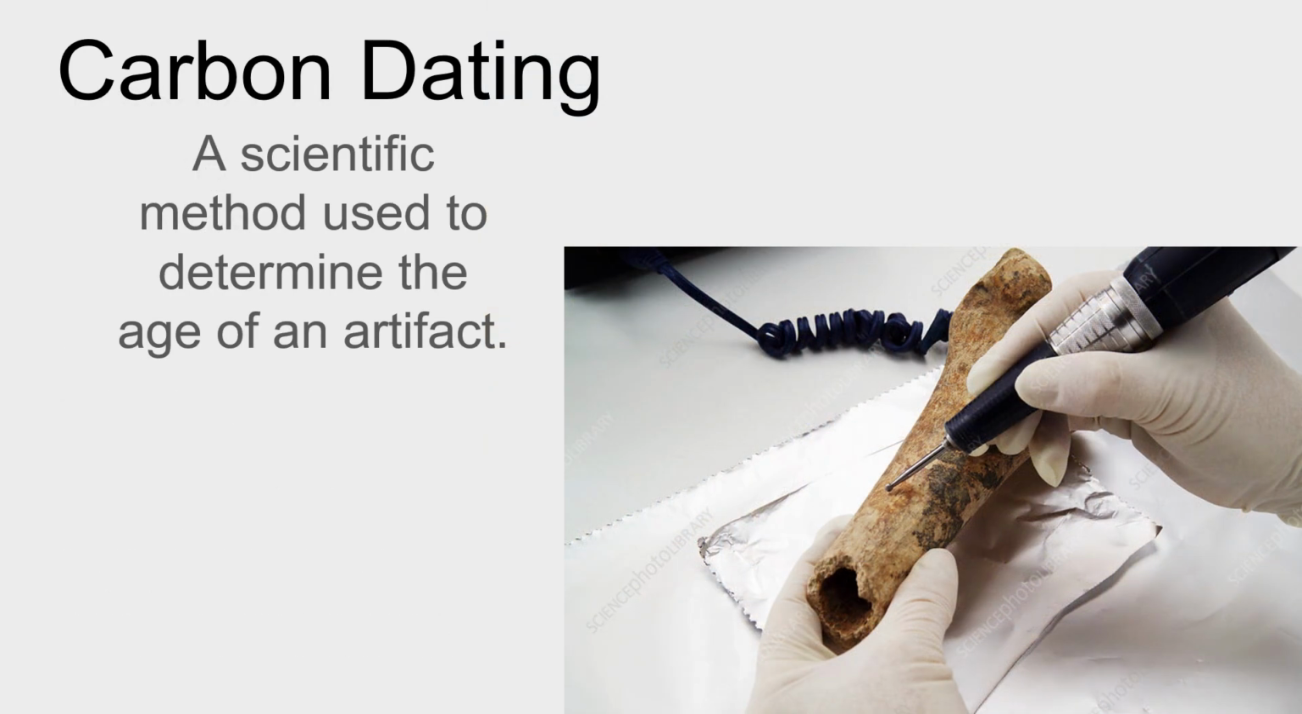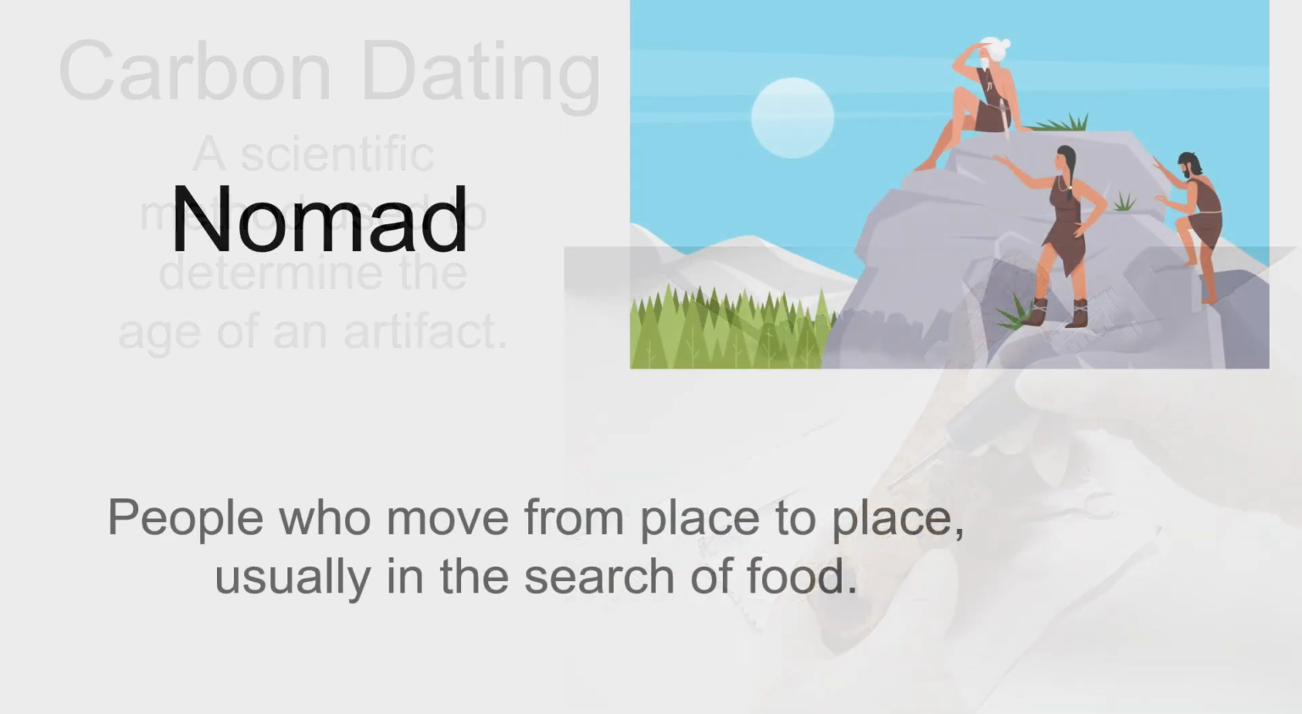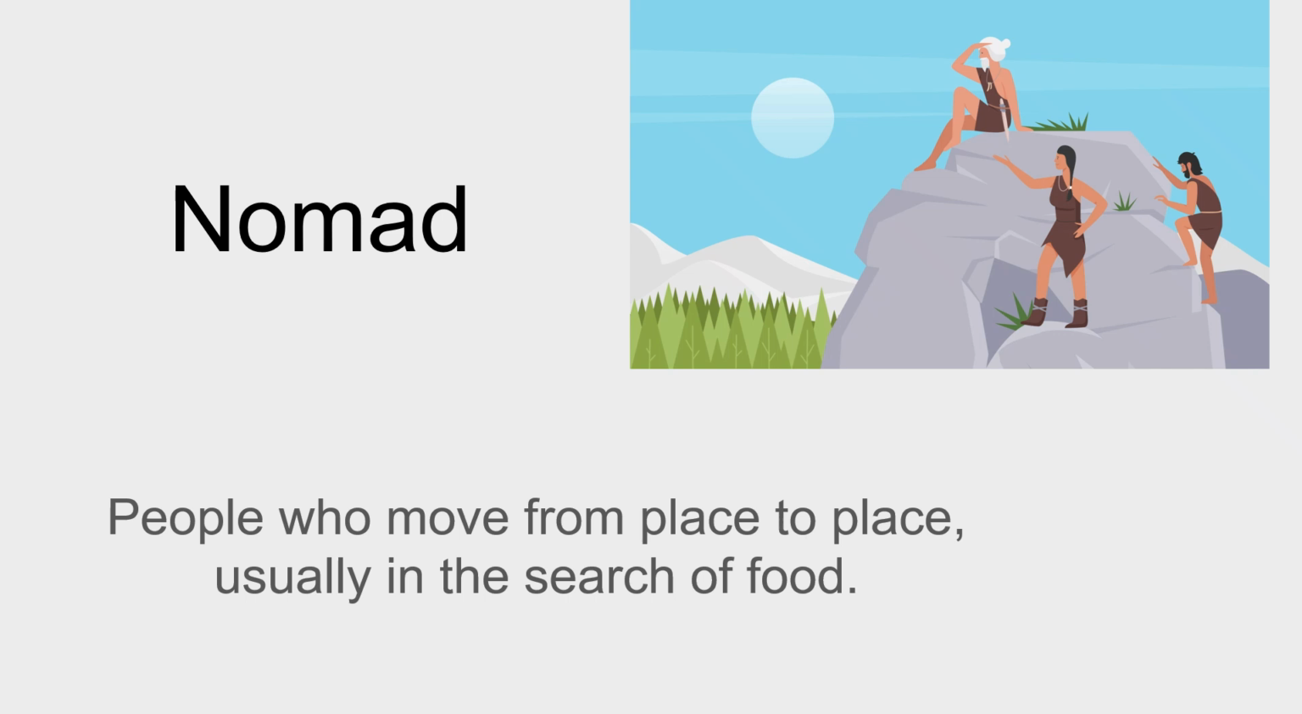Carbon dating is the scientific method that they use to see how old things are. They use carbon dating to see how long ago people lived in the Americas, and they have found pretty old artifacts. Another one of your vocabulary words, nomad, and you can see in this picture that they are going to a high point trying to find a new place to go in search of food.